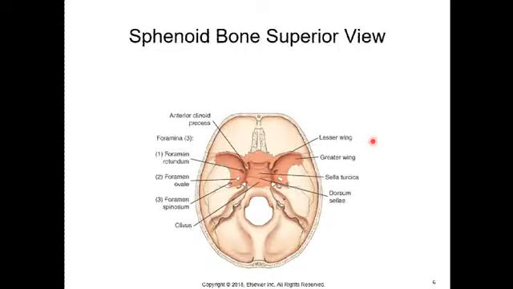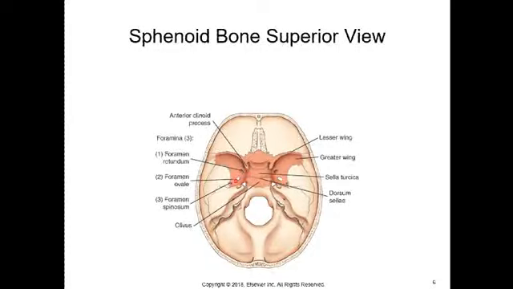Now, this is an interesting view that you may want to familiarize yourself with. This is looking down into the sphenoid. So here is your sphenoid here. It looks like a bat. And the reason why this view is super important is because on this view, you can actually see the foramina, or however you want to pronounce it, the holes that allow the vasculature and the nerves to go through.